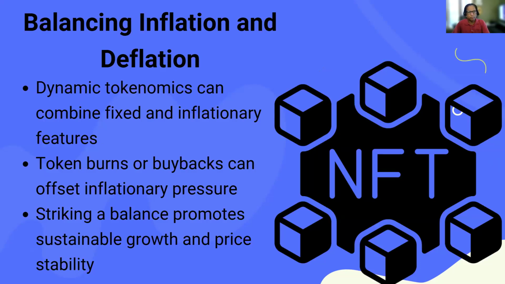So, balancing the inflation and deflation. Dynamic tokenomics can combine both fixed and inflationary features. See, there are some tokens available where they include both fixed tokens and also variable number of token systems built into the same blockchain system. That's possible. So they burn the token. For example, Ethereum is one such example. So the total number of tokens goes up, and if there are too many tokens, they can also reduce it by burning the tokens.